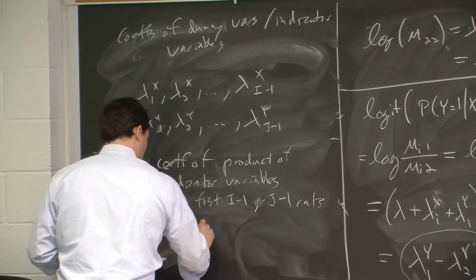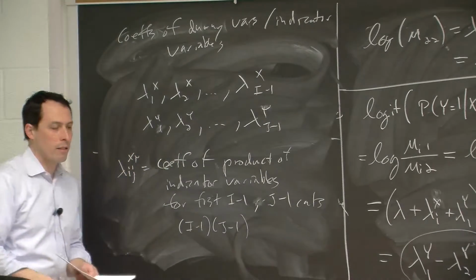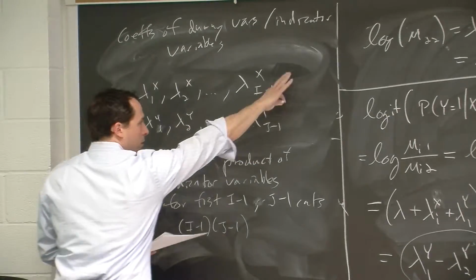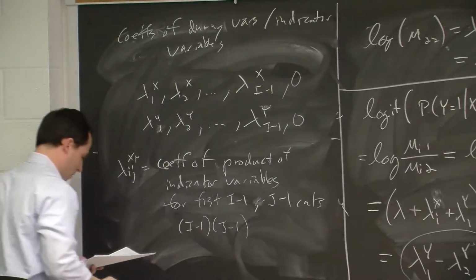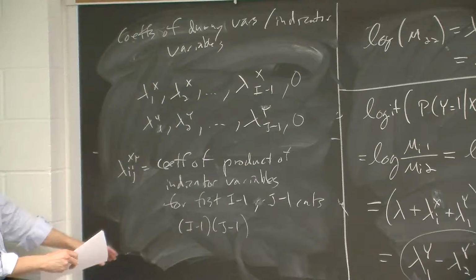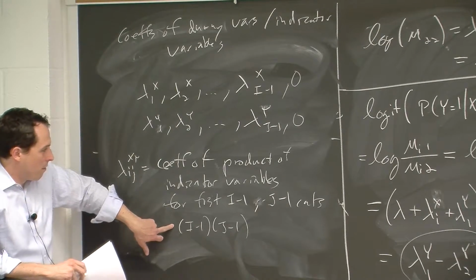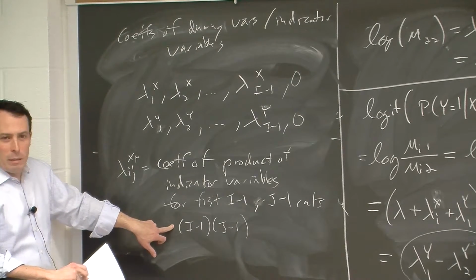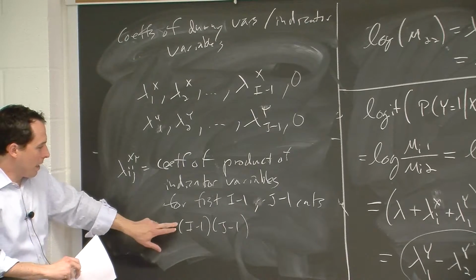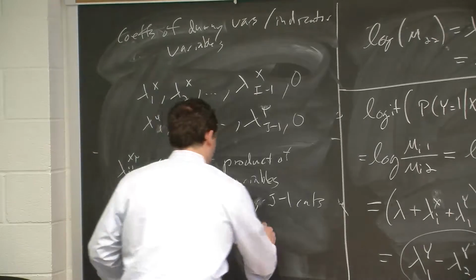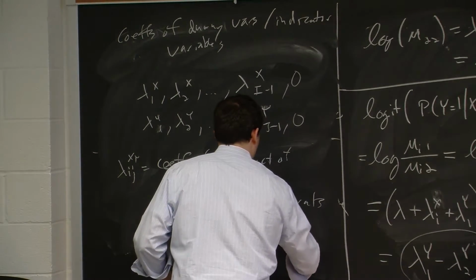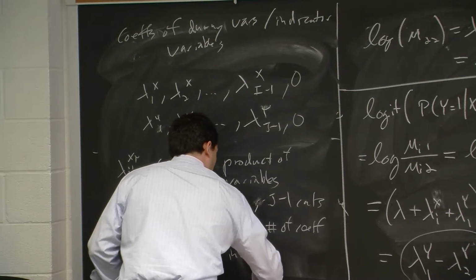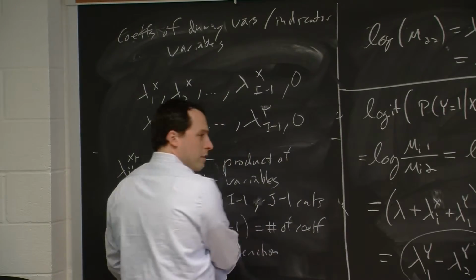And there are (I minus 1) times (J minus 1) such products involving only the first two, with the constraint that the last one is equal to 0. And so you recognize this number as the number of interaction terms. Starting with an independence model, I added an interaction term to the two-way table, and I got this number, which is the number of coefficients for interaction terms. So if there's any interaction, some of these should be non-zero.